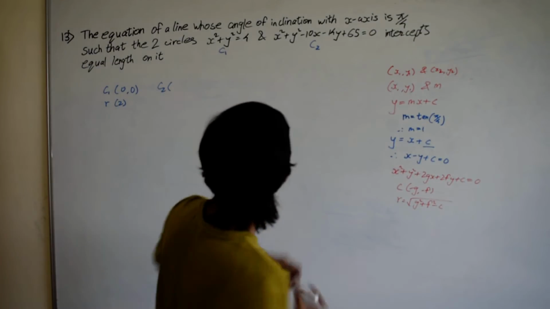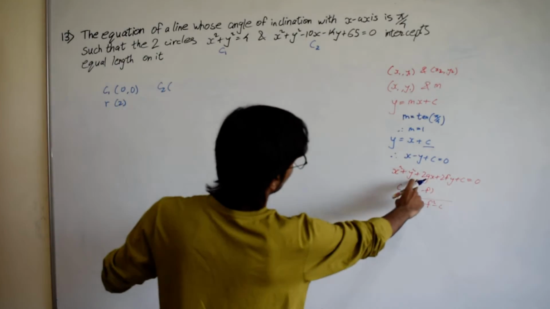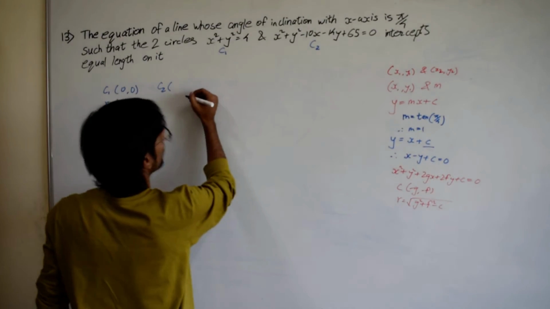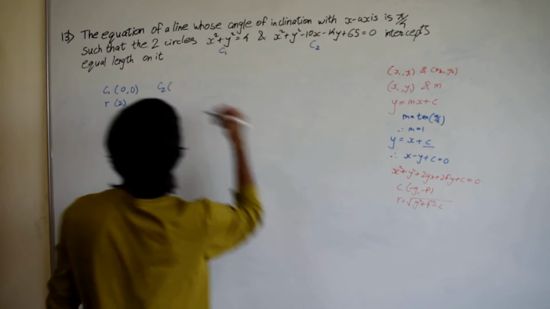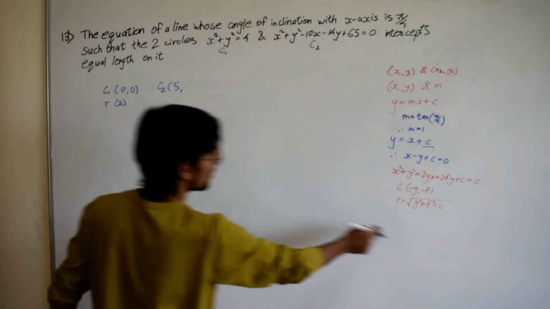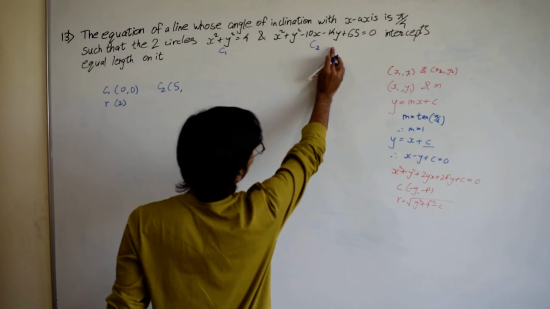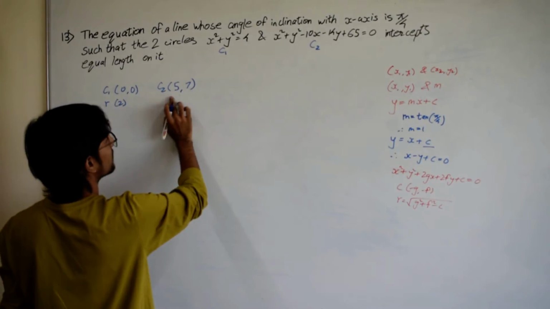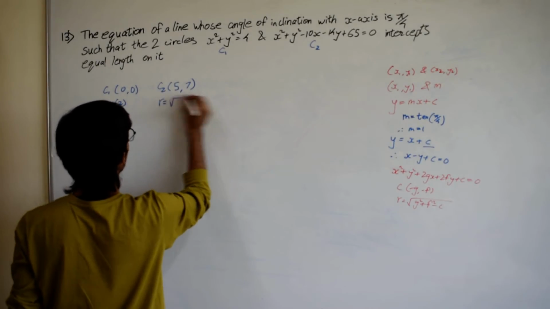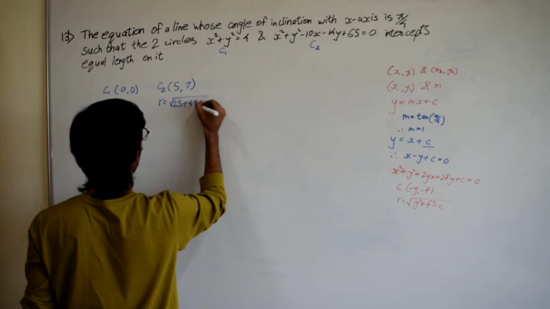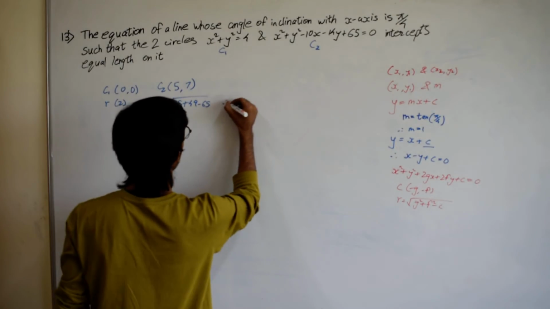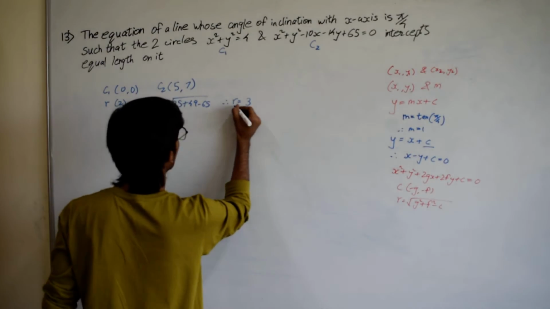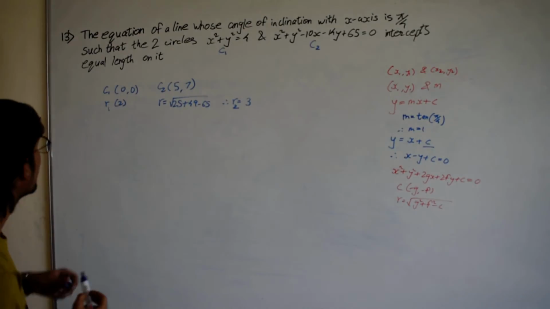Using this, we find the center of the circle. 2g is given by minus 10, so g would be minus 5 and minus g is 5. So this x coordinate is 5. Similarly, 2f is minus 14, so minus f is 7. So the center of the second circle is 5, 7, and the radius is given by root of 25 plus 49 minus 65, that is root 9. Therefore, the radius of the second circle is 3. Let's call these radii R1 and R2.